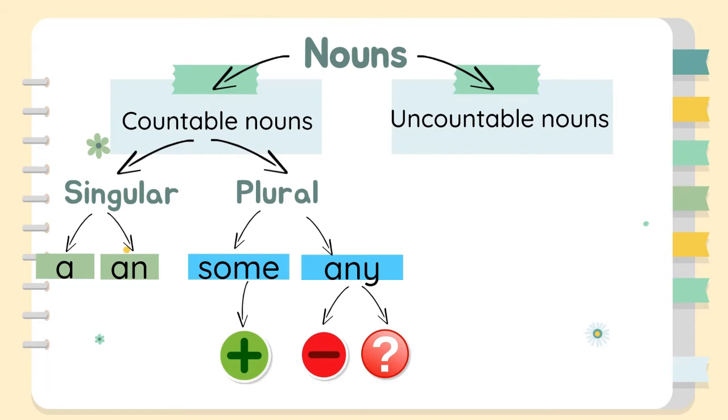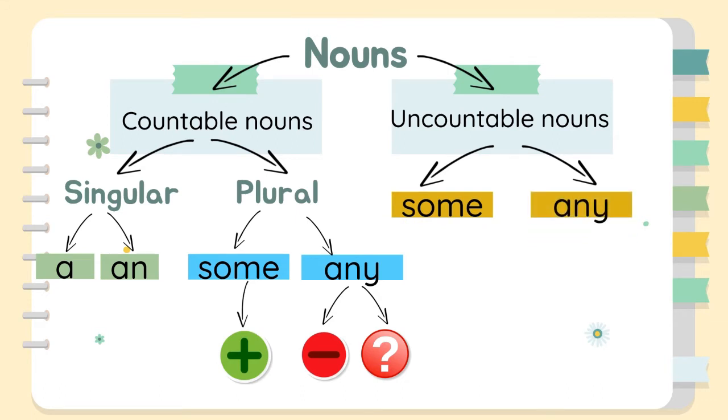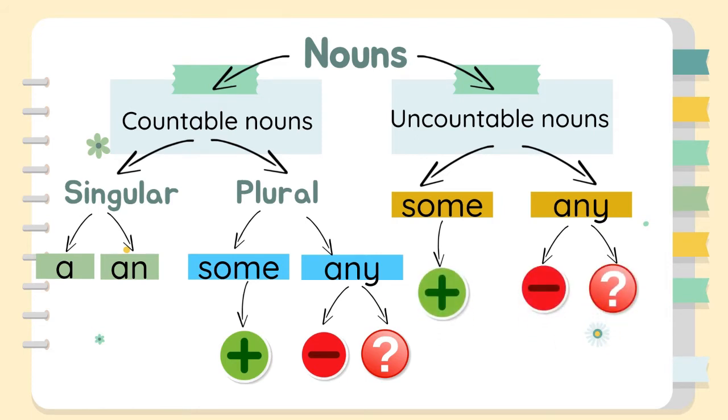Next, let us look at uncountable nouns. There is no singular or plural in uncountable nouns. So, we can use either some or any. Some is used in affirmative sentences, and any is used in negative and interrogative sentences.